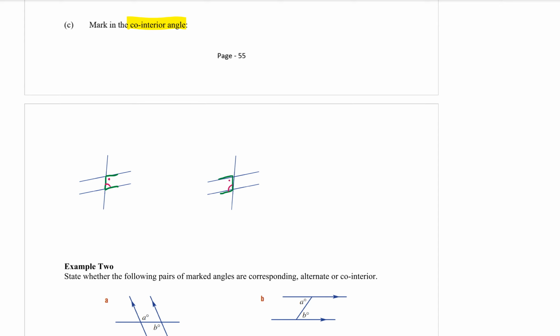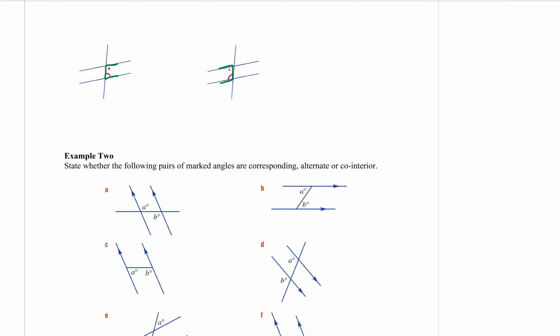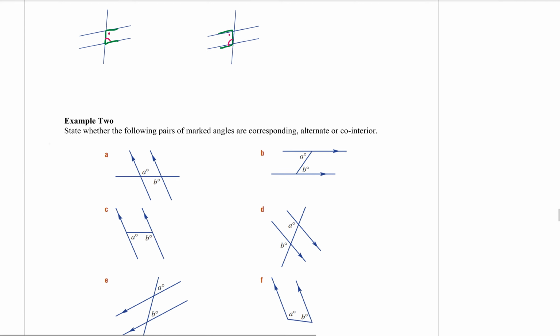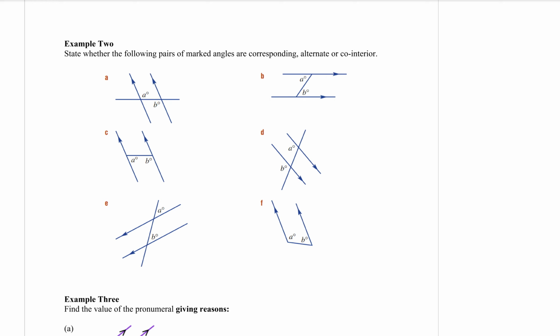Okay, so hopefully you're getting the idea of what I mean by the F, the Z, and the C, and how to use that to help you find corresponding, alternate and co-interior angles. Because example number 2, we now want to state whether the following pairs of angles are corresponding, alternate or co-interior. We need to pick which one of the three is being shown in the diagram.